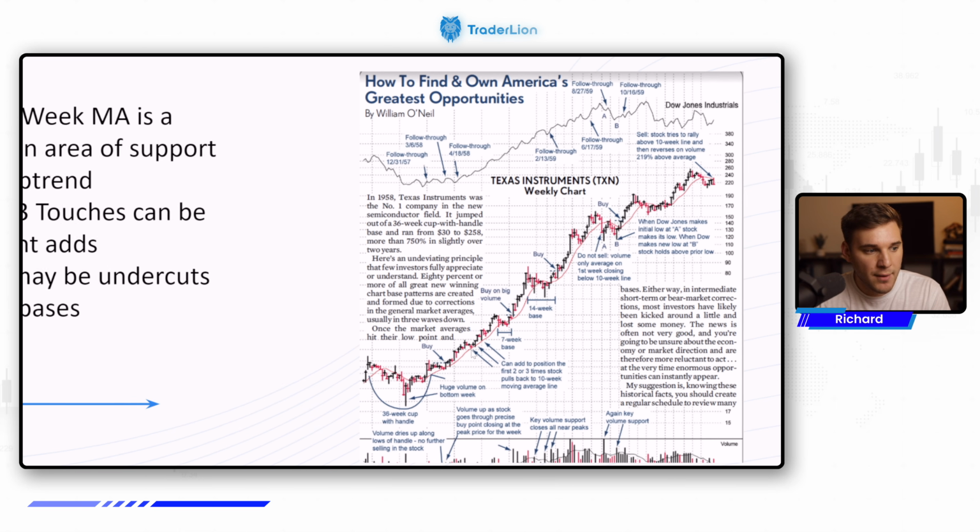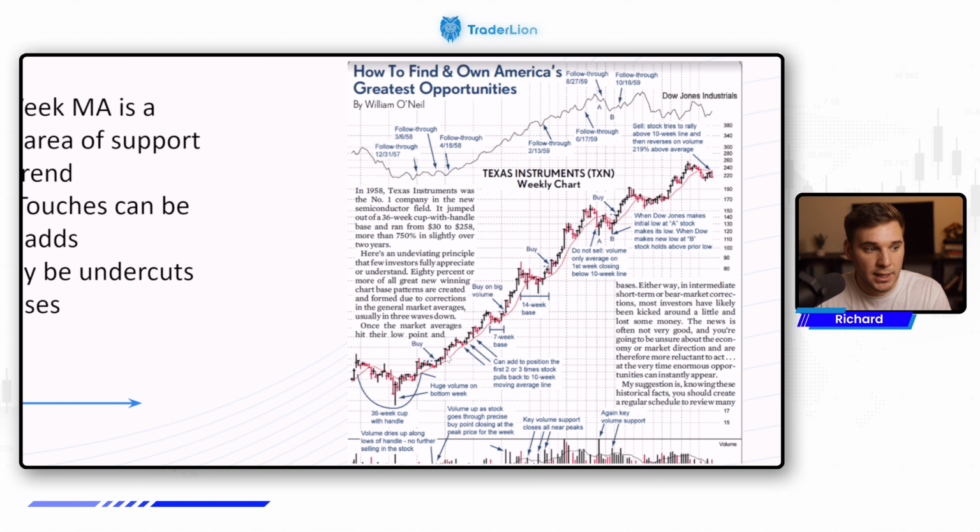And the 10-week moving average is one of the key moving averages that he plots on his charts. And here you've got an example with Texas Instruments, TXN. I'm not sure what year this is. I cut that off at the bottom to make space and really focus on the chart. But this is one of the greatest performing stocks of all time.